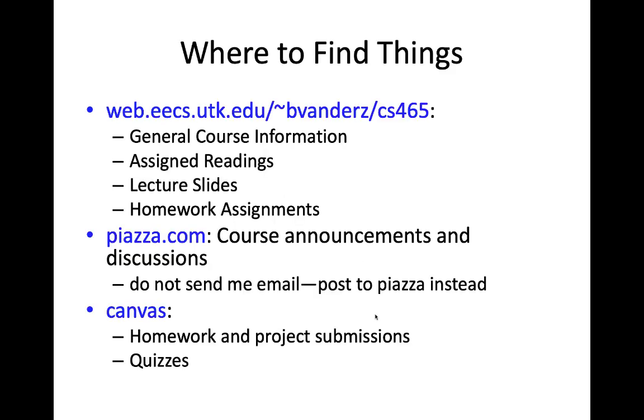Where to find stuff? 3 different places. The main website is that one right there. Even if you're in 565, it is 465. It's a split section. And it has the general course information, the assigned readings, the lecture slides, homework assignments. Piazza is for the course announcements and discussions, so I'm not going to post stuff on Canvas.